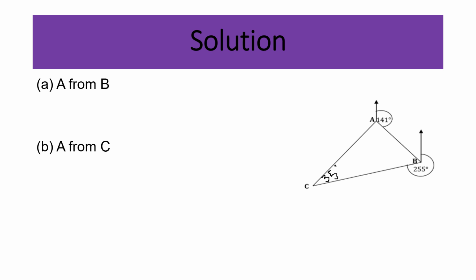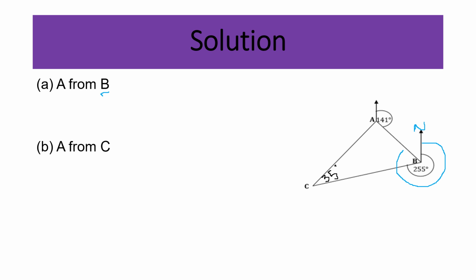Now let's find the two answers. For the first one, let's find the bearing of A from B. In this case, we are doing our measuring from B. So we go to B and check if we have the North Pole, which we already have drawn for us. So this is our North Pole. After that, you move in a clockwise direction from the North Pole. So that's the bearing we are looking for.